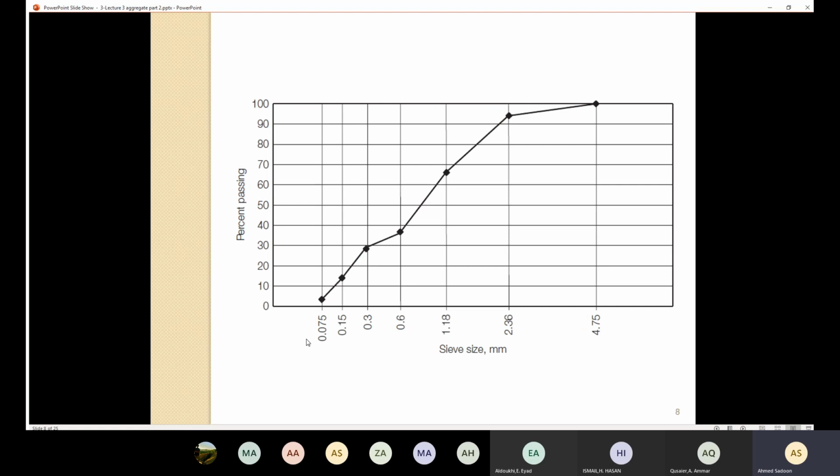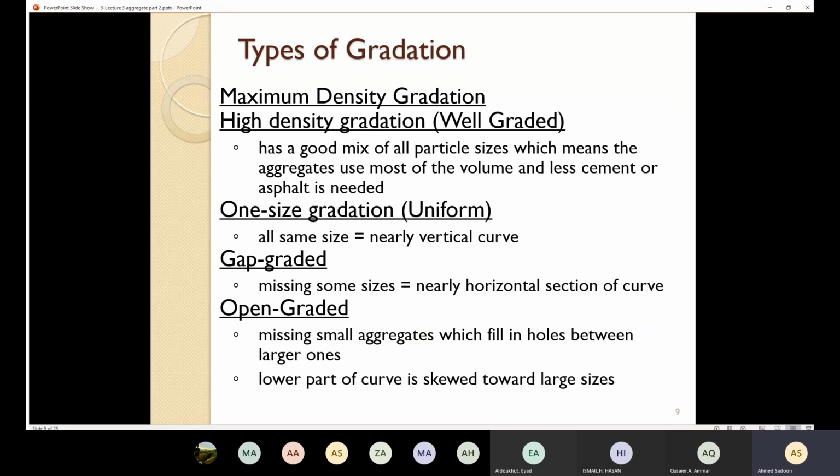Then after I finish the percentage passing, I'm going to plot the graph between the sieve size and the percentage passing. So here I have the sieve size and I have the percentage passing. I'm going to connect these points and come up with the graph. If I manage to do that, I'll be able to judge whether the aggregate has a good distribution or not.